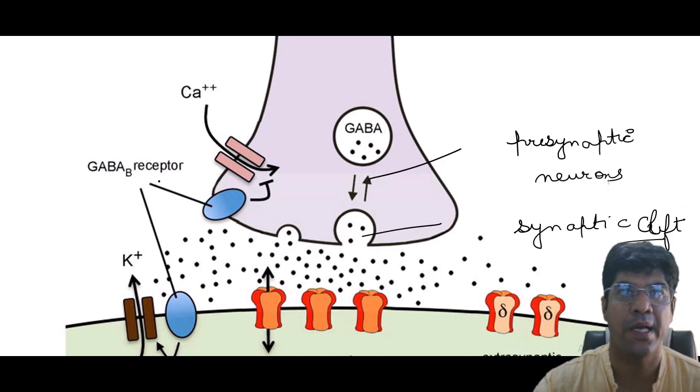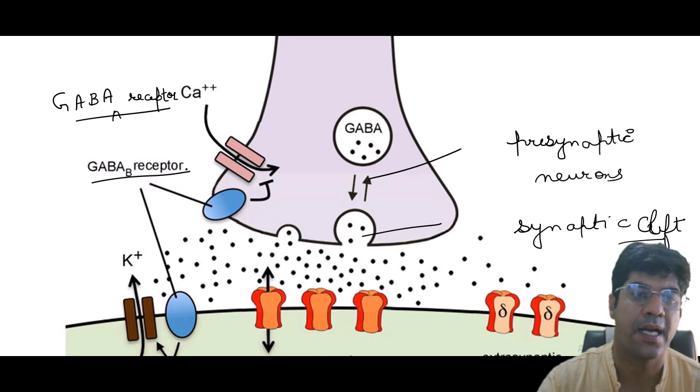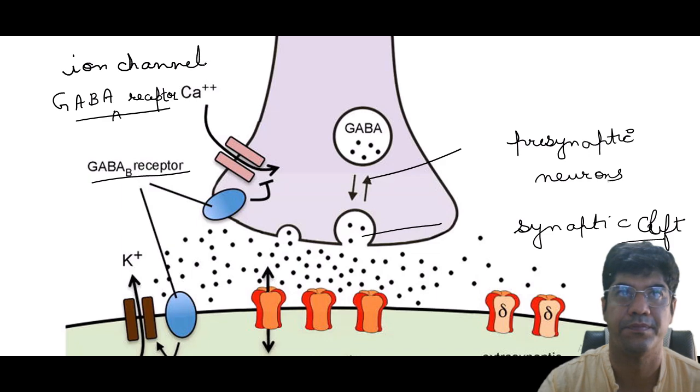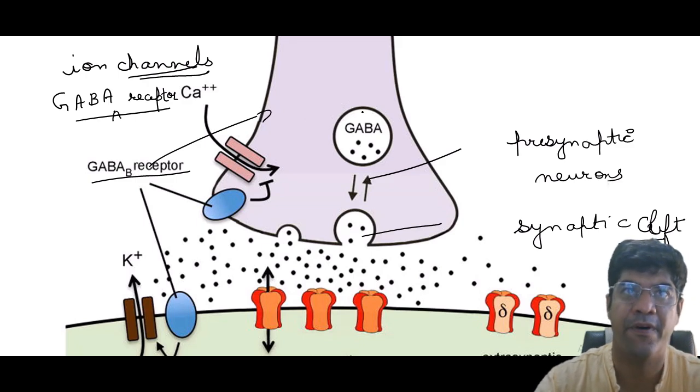And remember, there are two types of GABA receptors. One is GABA A receptors and the other is GABA B receptors. Now GABA binds to GABA receptors on the postsynaptic neurons. The GABA A receptors are the ionotropic receptors, meaning they are directly linked to the ion channels. The GABA B receptors, remember, are the metabotropic receptors, meaning they work through the secondary messenger.